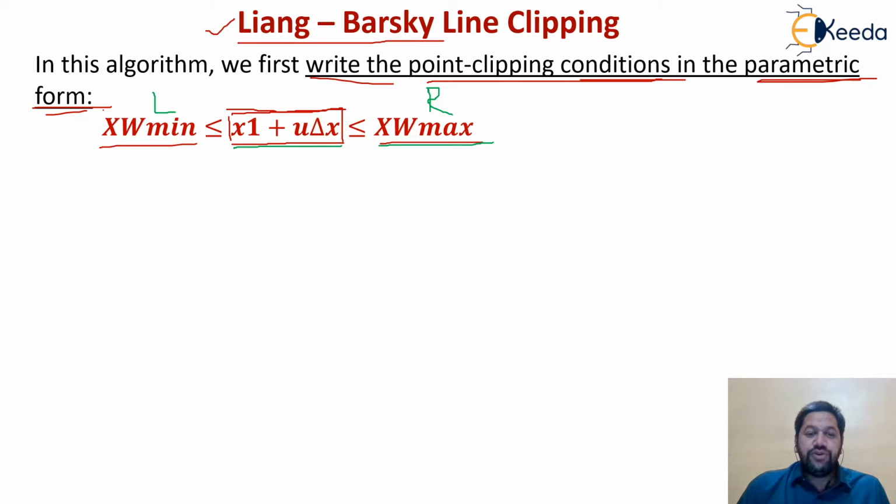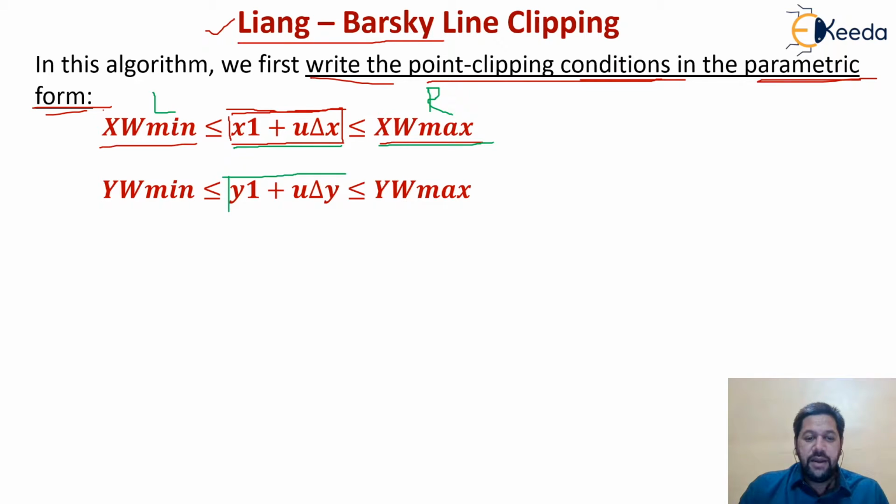In the normal way we have considered it as only the x value, but here we are considering the value to be x1 plus u delta x. Similarly, for the y coordinate, we consider y1 plus u delta y. Delta y is y2 minus y1, and delta x is x2 minus x1. So y1 plus u delta y must lie in between yw minimum and yw maximum.